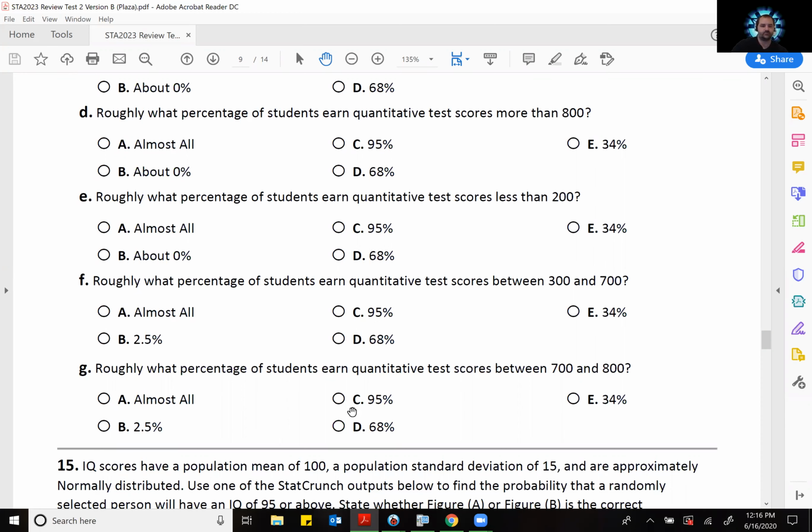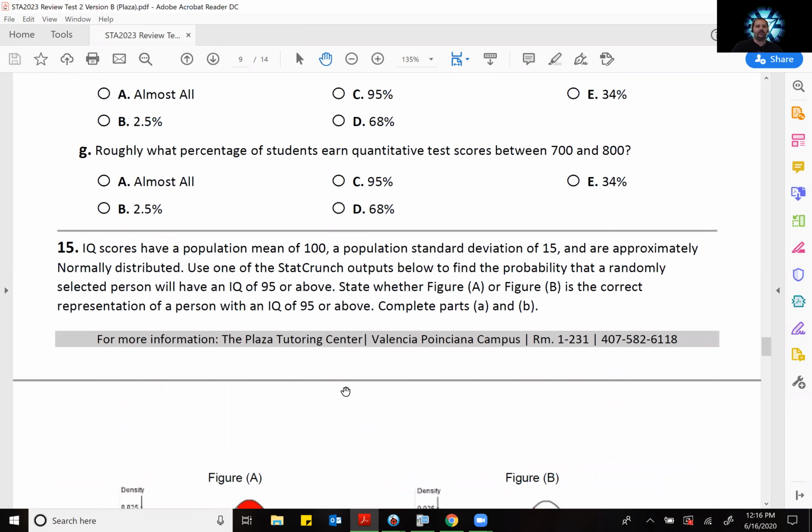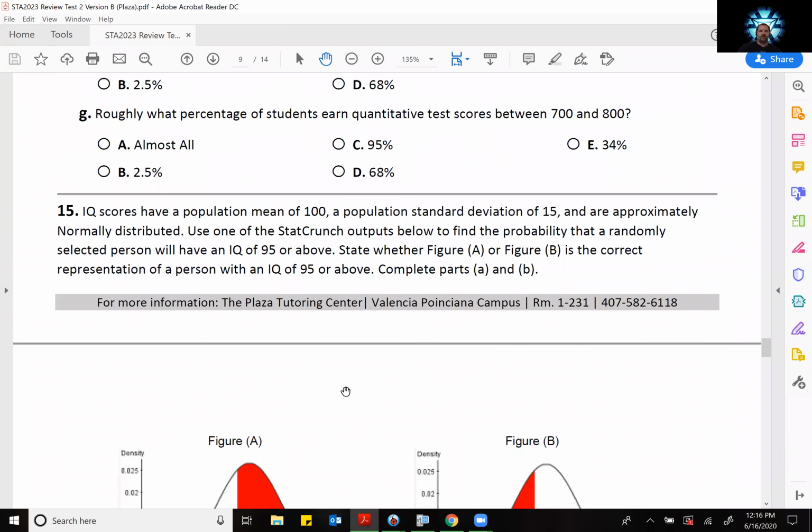All right, so we've got IQ scores that have a population mean of 100 and a population standard deviation of 15. They are approximately normal, which is great. We like approximately normal. Okay, and in here, we did learn about mu and sigma in 6.2. Perfect. That's what I thought. So we know that mu, which is the mean, is 100, and sigma is 15.